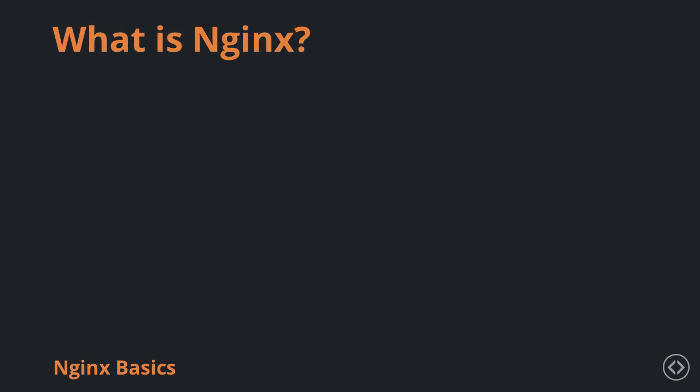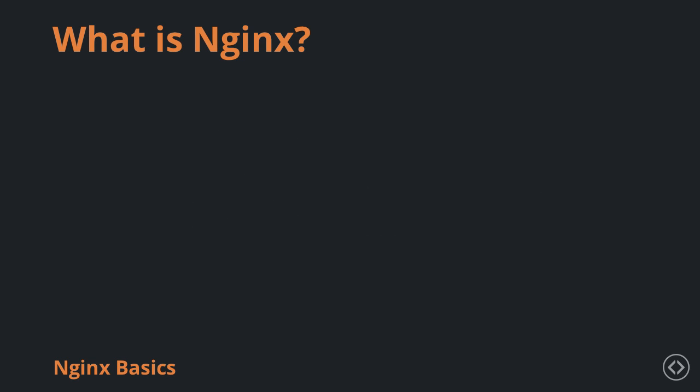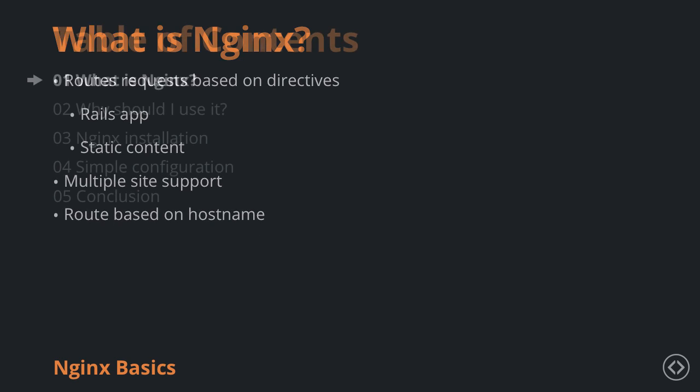Nginx is a high-performance HTTP and proxy server, or web server, that was created by Igor Sysoyev in 2002. When used with a Rails application, this will route incoming requests appropriately. Some requests may go to the app, whereas others may just be static files that are not served by Rails. It also supports hosting multiple sites and can route traffic based on the requested hostname.